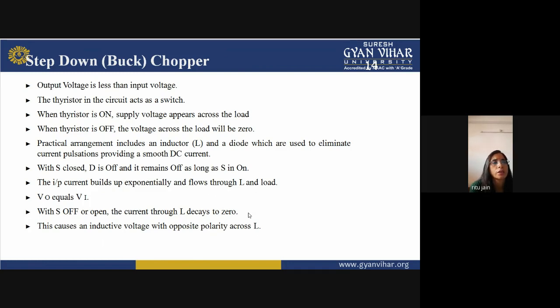So the thyristor in the circuit acts as a switch. When the thyristor is turned on, the supply voltage appears across the load. When the thyristor is off, the voltage across the load will be zero. The practical arrangement includes an inductor L and a diode, which are used to eliminate the current pulsation, providing a smooth DC current. With S closed, D is off and it remains off as long as S is in on condition. So the input current builds up exponentially and flows through L and load.